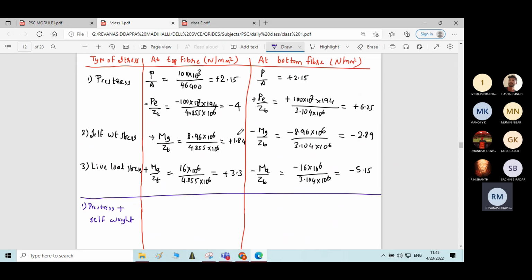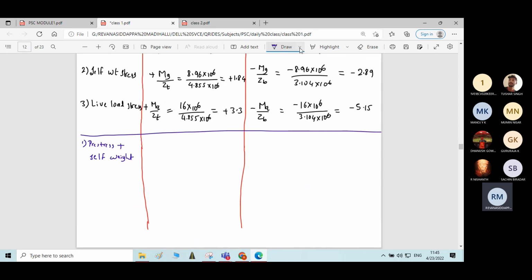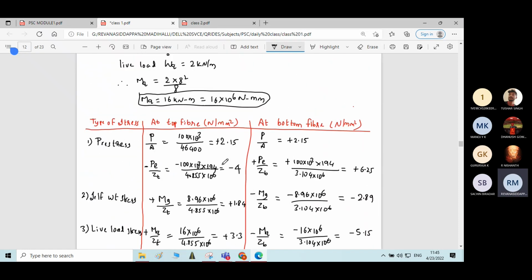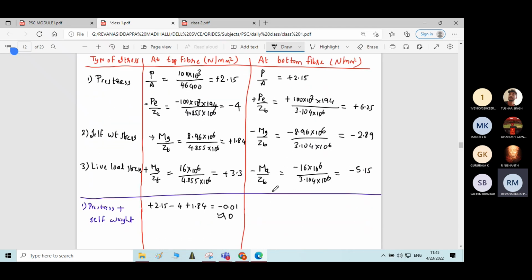It is plus 2.15 minus 4 plus 1.84. I'll write the same thing here. If you calculate, you will get a value near 0. Here I got the answer as minus 0.01, which is almost equal to 0. Similarly, at the bottom fiber, the resultant stress due to the combination of prestress and self-weight is plus 2.15 plus 6.25 minus 2.89. The answer is 5.51 Newton per mm square.